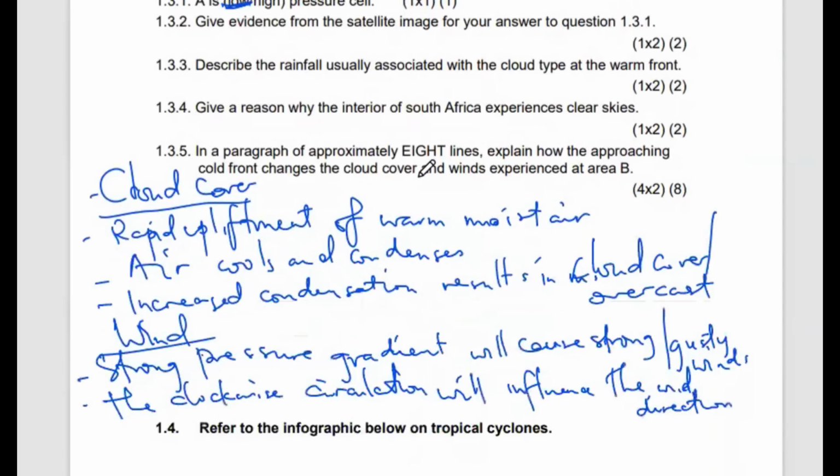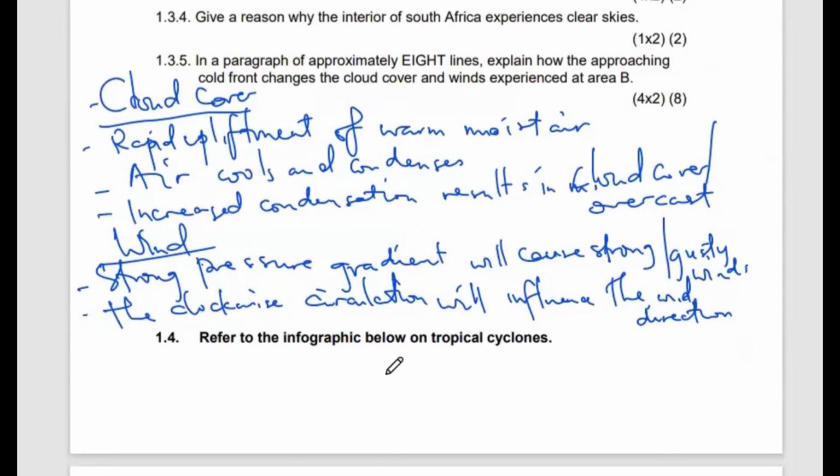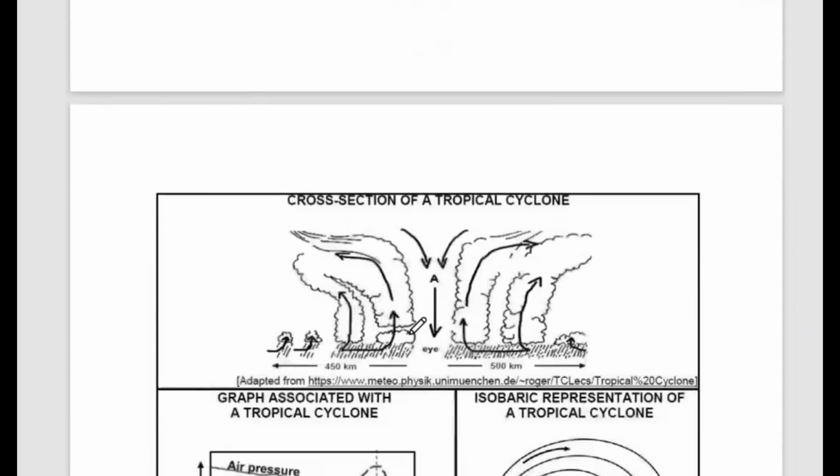And also, we are saying there's clockwise circulation of the system, and that is also going to influence wind direction. The direction of the wind is going to be affected by the circulation of the weather system. That is how it is going to affect the wind in that particular area of area B along the coastal area. Right, let's move on to the next question.